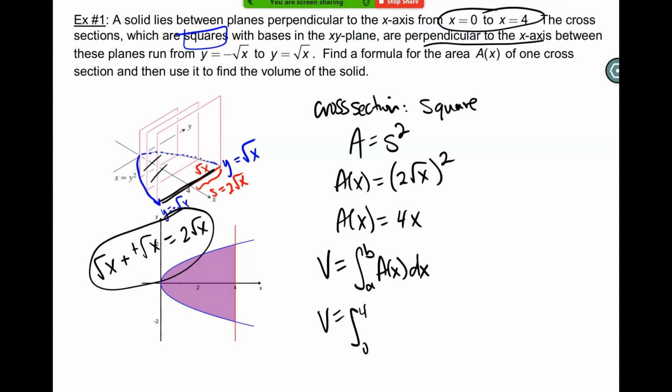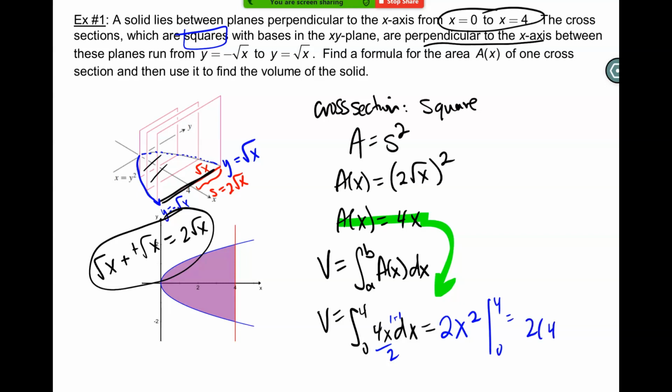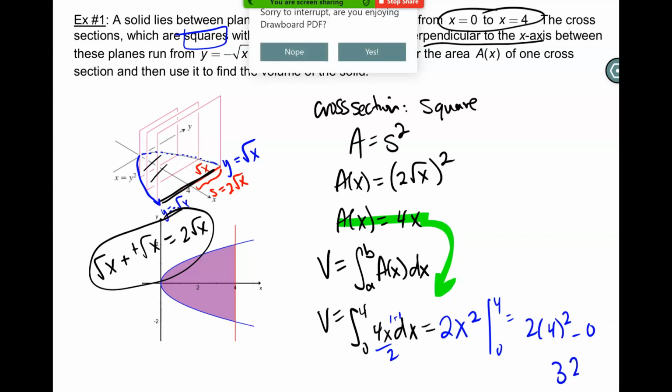We have the function for area right here, so move that down. So 4x dx. So we're taking, let's see, add 1 to the exponent, divide by the new exponent. So this is going to be 2x squared, going from 0 to 4. So plugging in our bound, I'm taking 2 times 4 squared minus 0, 16, so it's going to be 32.